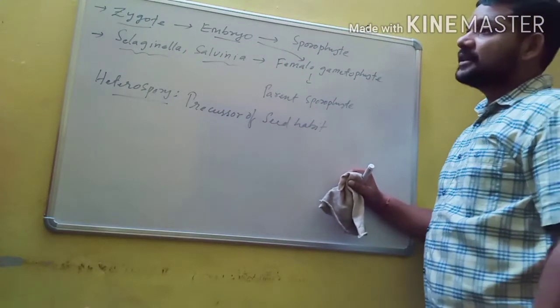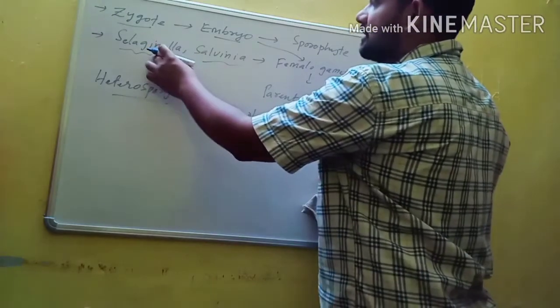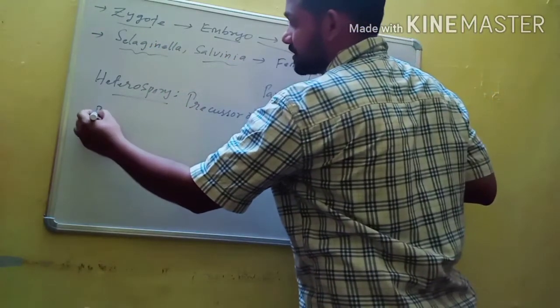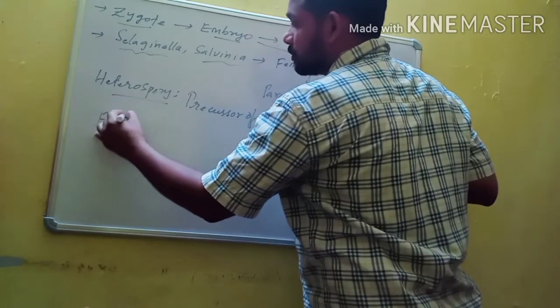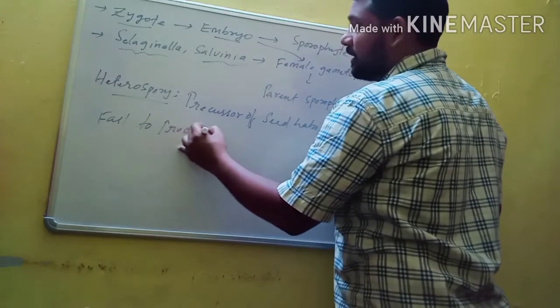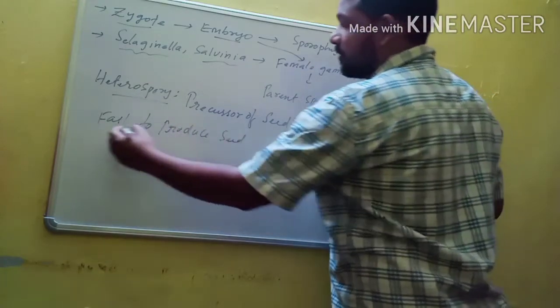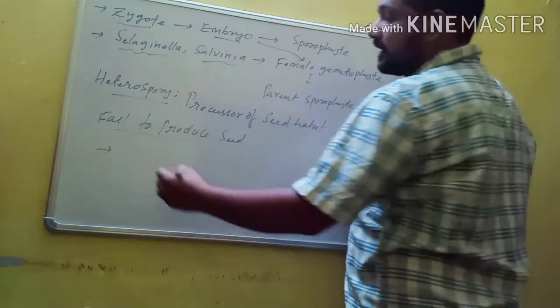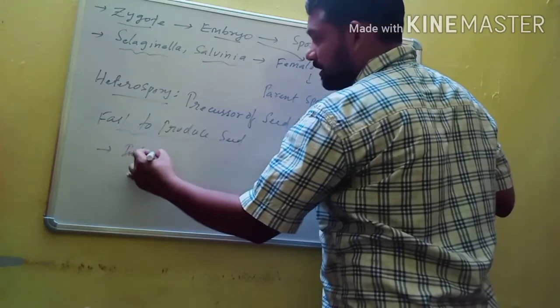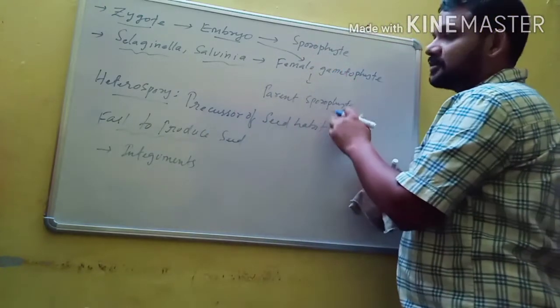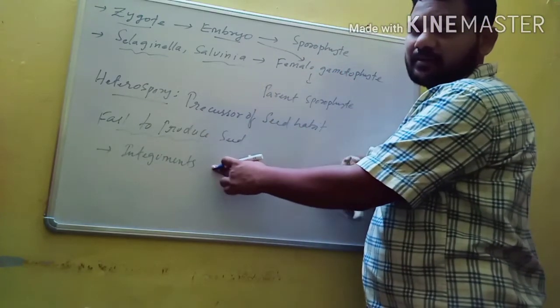But some of the heterosporous pteridophytes like Selaginella, Salvinia or Marsilea fail to produce seeds. The heterosporous condition is present, but they fail to produce seeds. So why do they fail to produce seeds? Because in pteridophytes the protective layers are absent. Integuments are absent. If integuments are absent, even if the female gametophyte is present, they are unable to produce seeds.